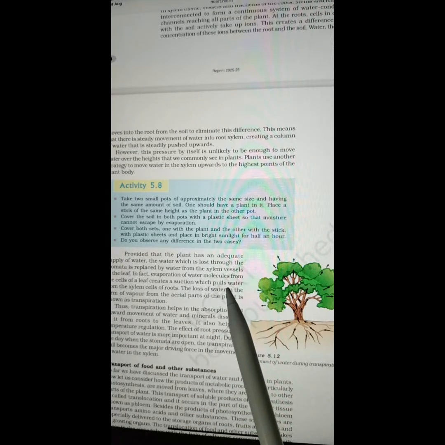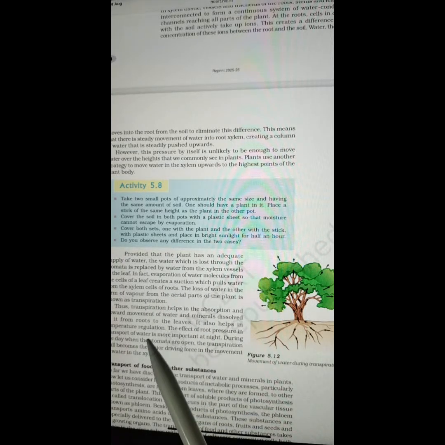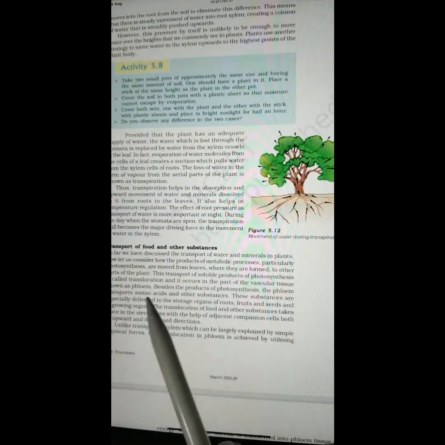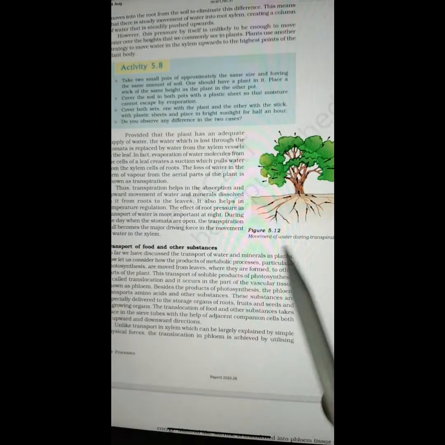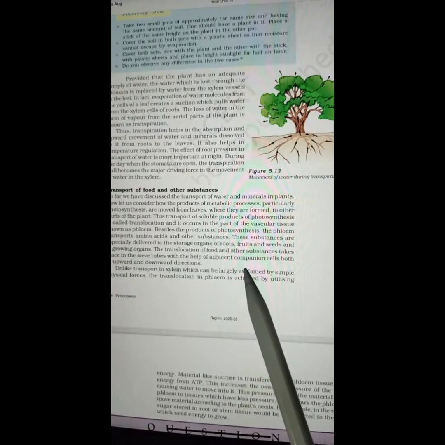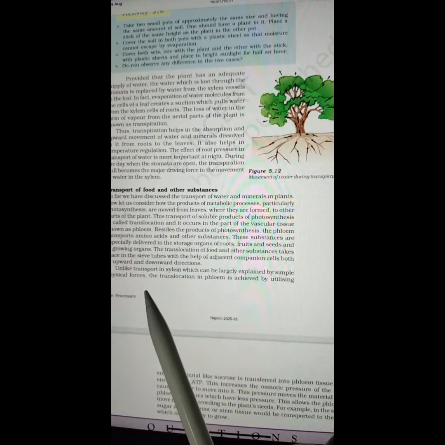Xylem vessels, evaporation, transpiration, processes, translocation, adjacent, companion, sieve tubes, sucrose, ATP, that stands for adenosine triphosphate, osmotic pressure.